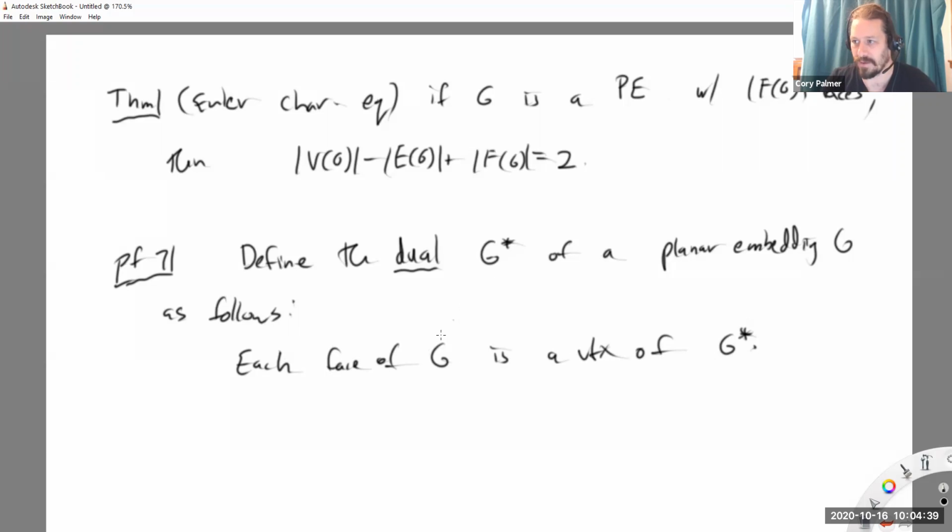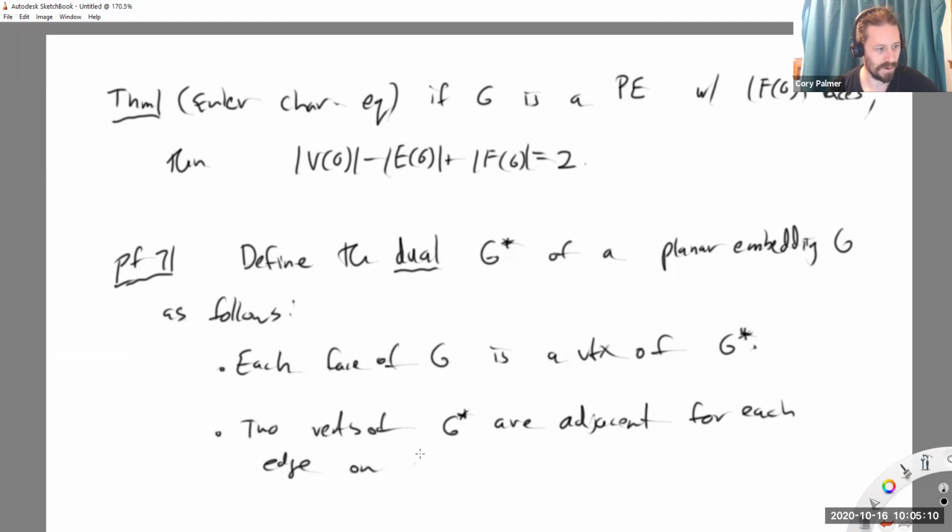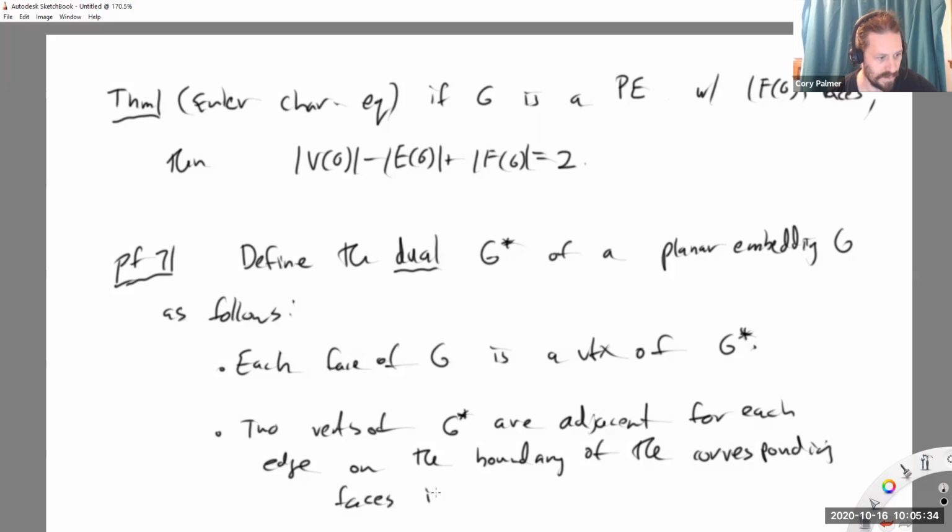So obviously we have to have a planar embedding for that first part to make any sense here. And okay, we have to be careful here. The planar embedding often is a multigraph, so I have to be careful with the way I define this. I'm going to say it this way: 2 vertices of G star are adjacent for each edge on the boundary of the corresponding faces in G.